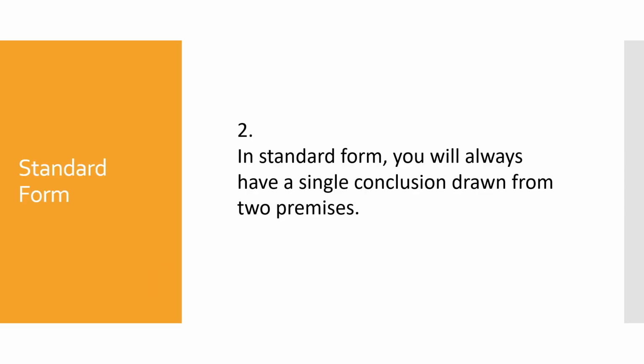Second, in standard form, a categorical syllogism will always have a single conclusion that is drawn from 2 premises. Now notice that the single conclusion and both premises are standard form categorical propositions, but you will always have 1 conclusion, 2 premises in a standard form categorical syllogism. Now, I've mentioned this before, but it's worth restating. You can have categorical reasoning, and in fact syllogistic reasoning, that is more complicated than this. But what that really means is you have multiple and different categorical syllogisms working together. A single categorical syllogism always has 1 conclusion and 2 premises.